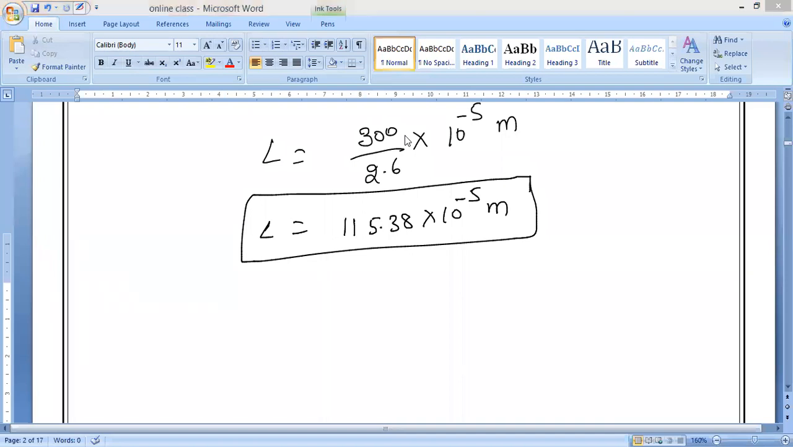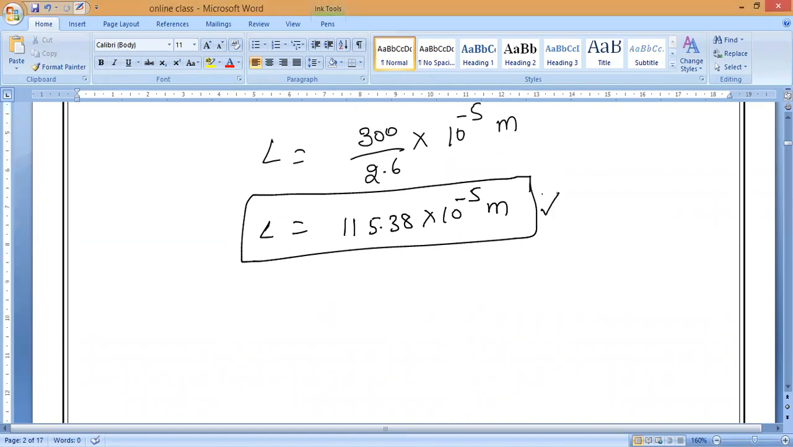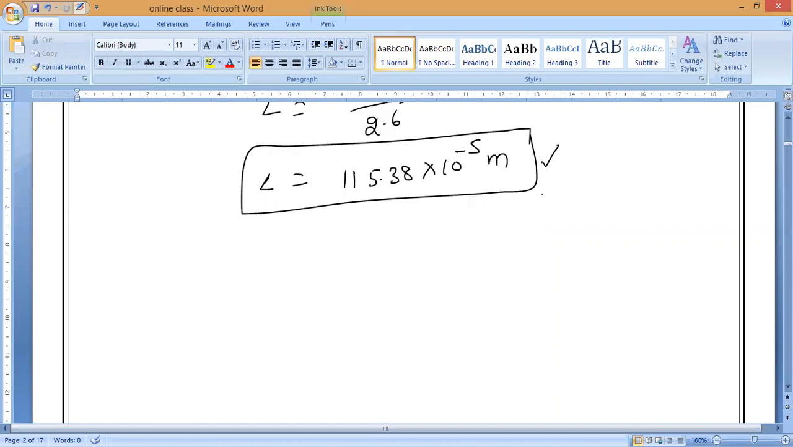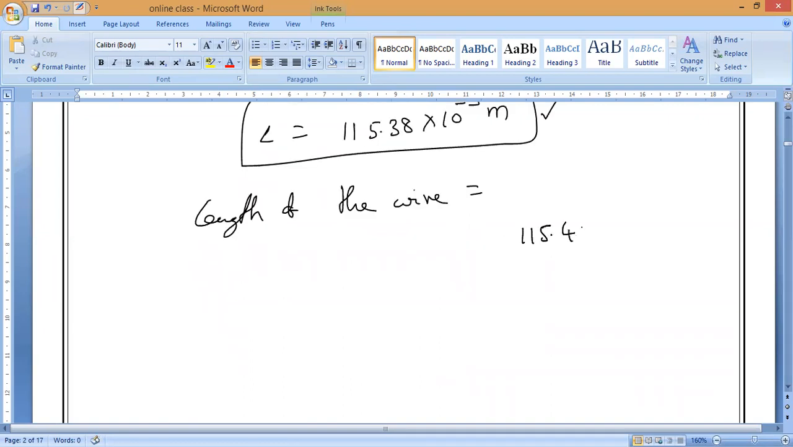Is it clear? Very good, Nitinath. But check the answer, Nitinath. Just re-verify. Have you rectified the mistake, everybody? So the answer is 115.38 into 10 power minus 3 minus 5 meters. So you have to write the answer: length of the wire is equal to 115.4 into 10 power minus 5 meters.